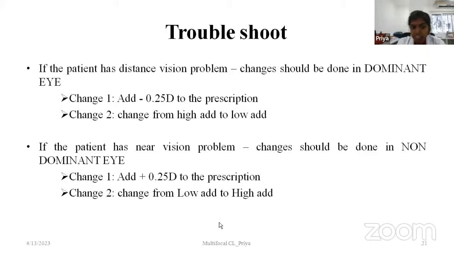If the patient has a near vision problem, changes should be done in the non-dominant eye. Change 1, add plus 0.25 to the prescription. Change 2, change from low add to high add.